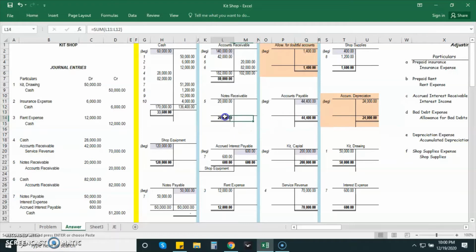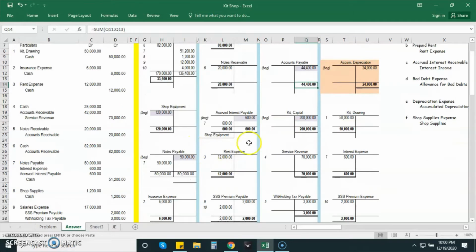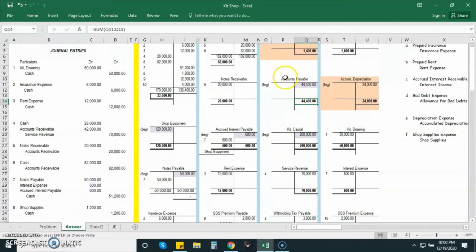Pag kukunin natin yung balance, saan dapat siya magfo-fall, okay? Nasa column ba dapat siya ng credit or nasa column ba dapat ng debit? Okay, so there. Yan, ima-minus lang natin. So, for example, si accounts payable, ang total niya is 44,400 minus 0 is 44,400.